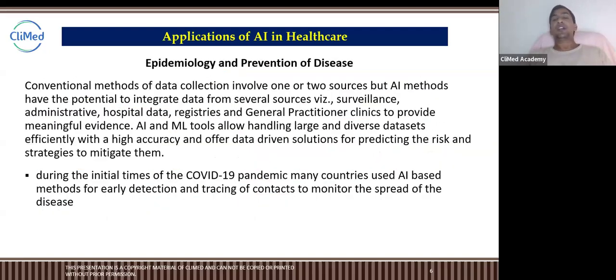Then epidemiology and prevention of disease. I'll give you one example you must have seen. Many countries, when corona came, automated the system. They automated the system of tracking the patients, enrolling the patients, collecting and reporting their data, and counting the numbers for the epidemiology, the prevalence and incidence of corona cases. So in the corona cases, we used AI a lot. AI was used a lot in the corona time.